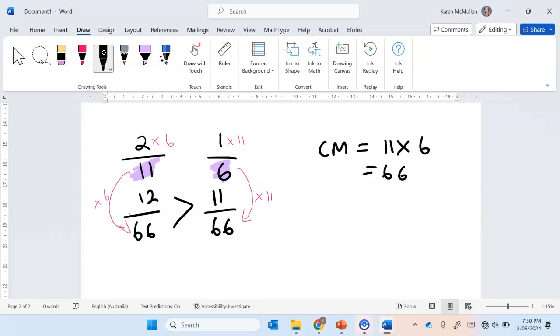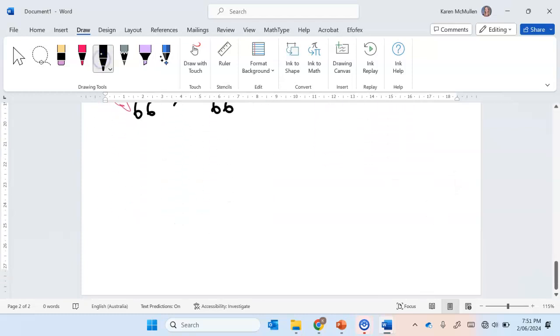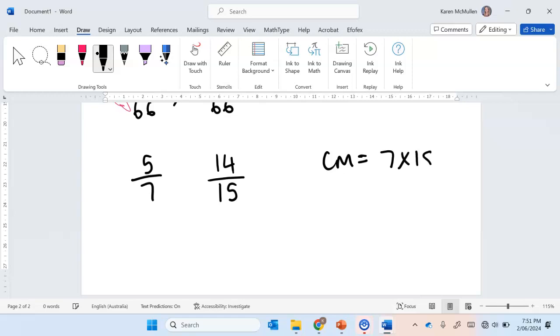So just changing your denominator by thinking of a common multiple and just multiplying the denominators together will give you that common multiple. All right, let's think of one more. So let's do 5/7 and compare it to 14 over 15, even though that's going to be a tricky one. Because we're only comparing them, we can just multiply our denominators. So 7 times 15. So what's that? 105.